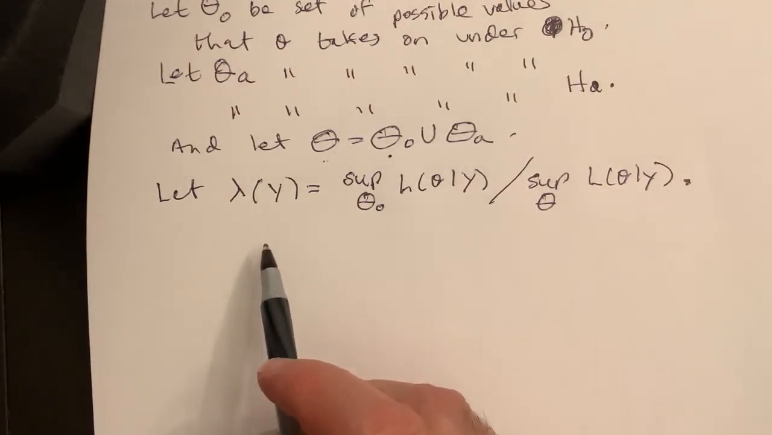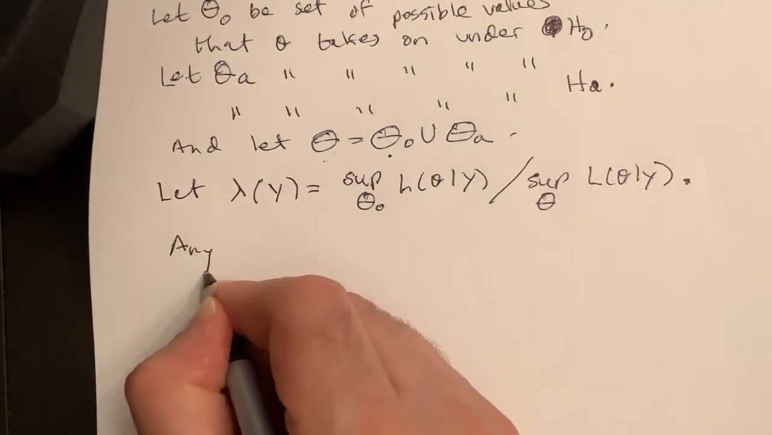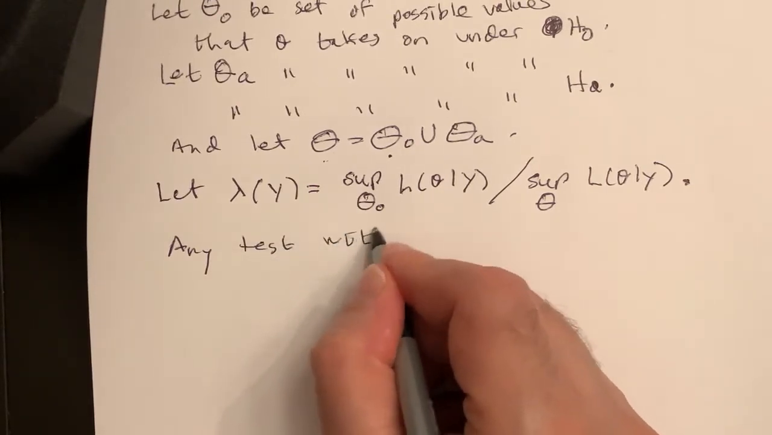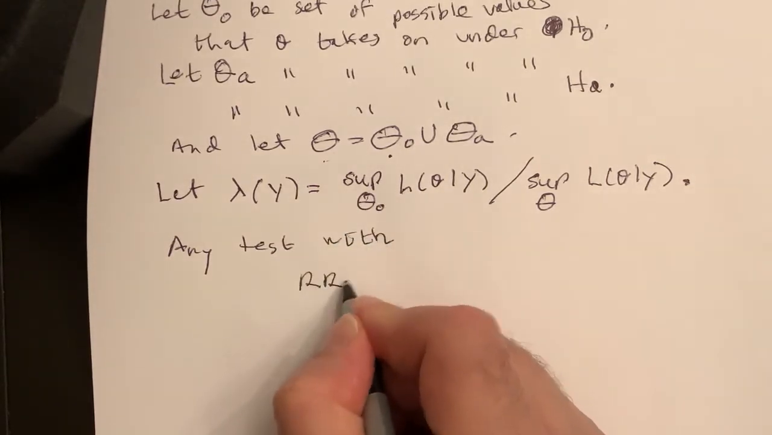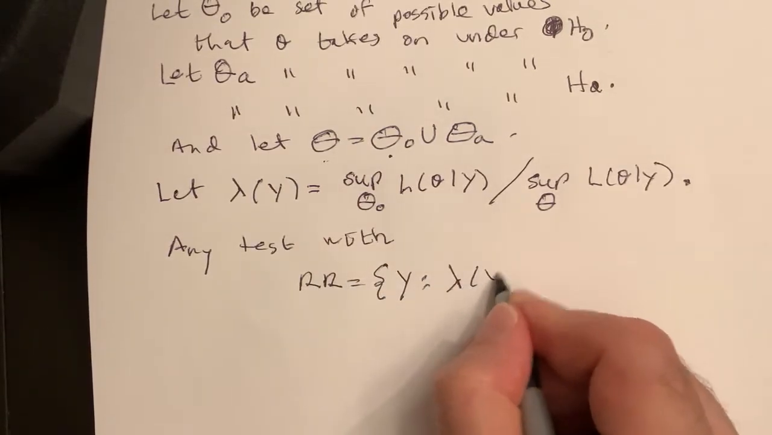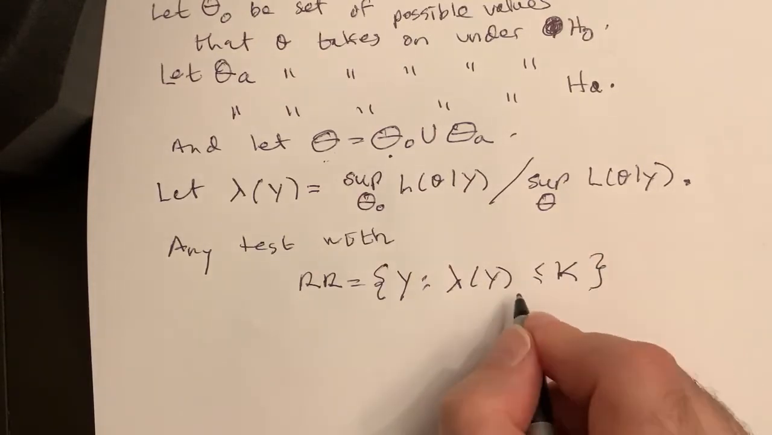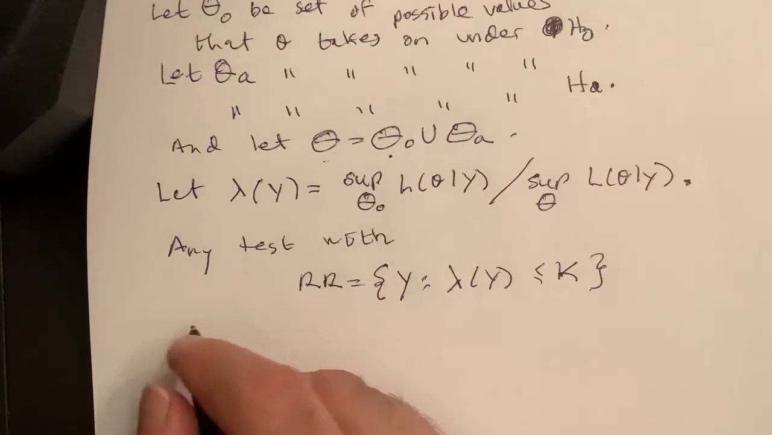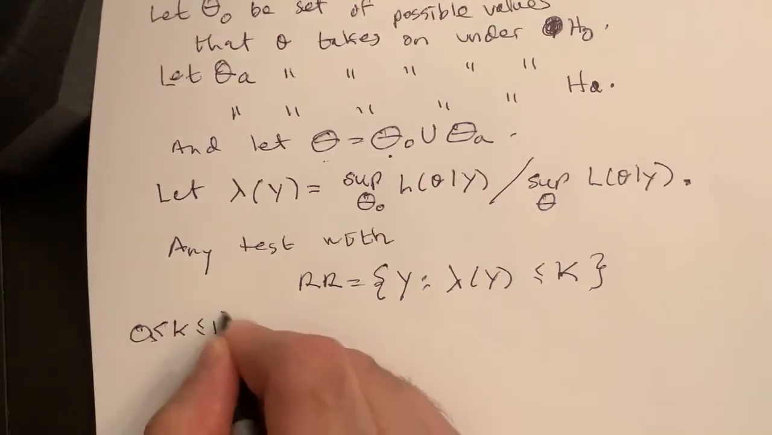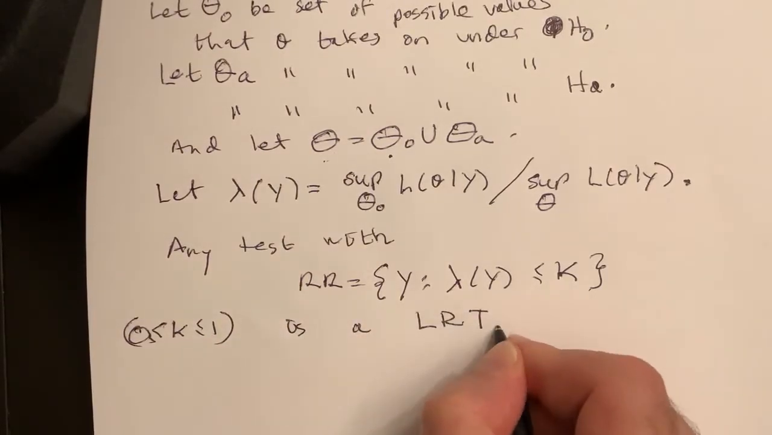Now I have to give you the rejection region. To complete the definition, any test with rejection region RR equal to the set of y such that lambda of y is less than or equal to k, where k is between 0 and 1, is called an LRT.